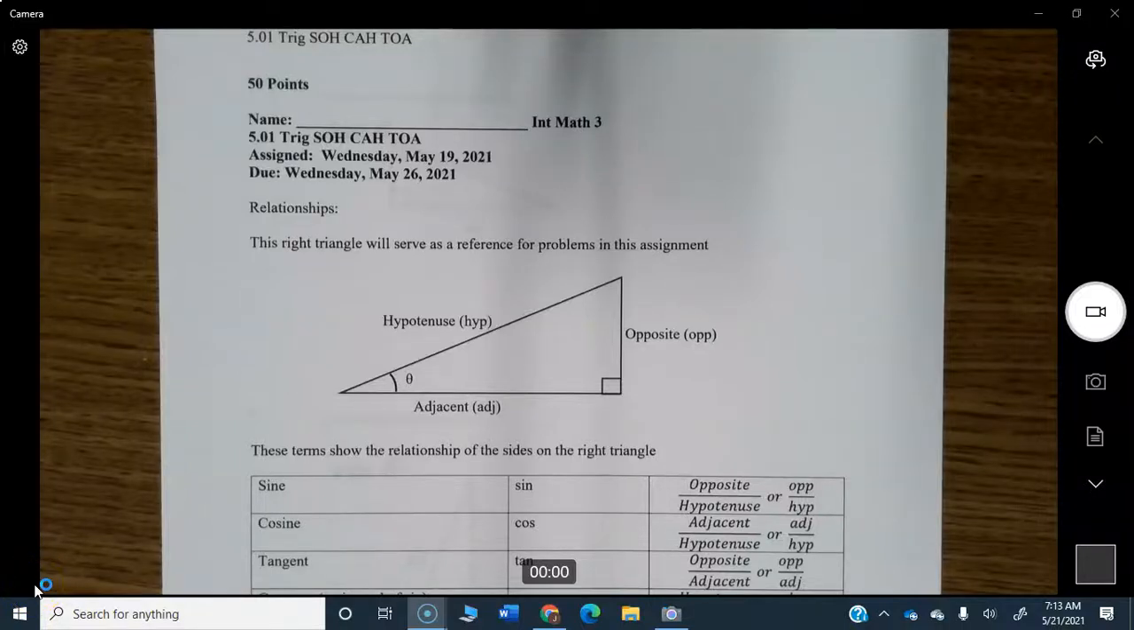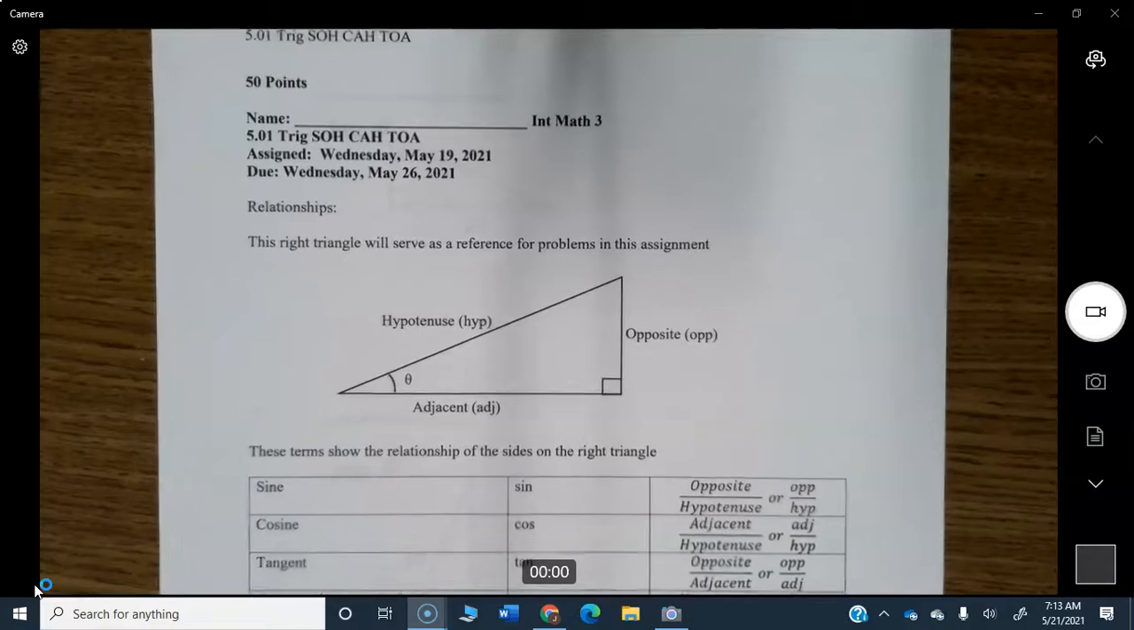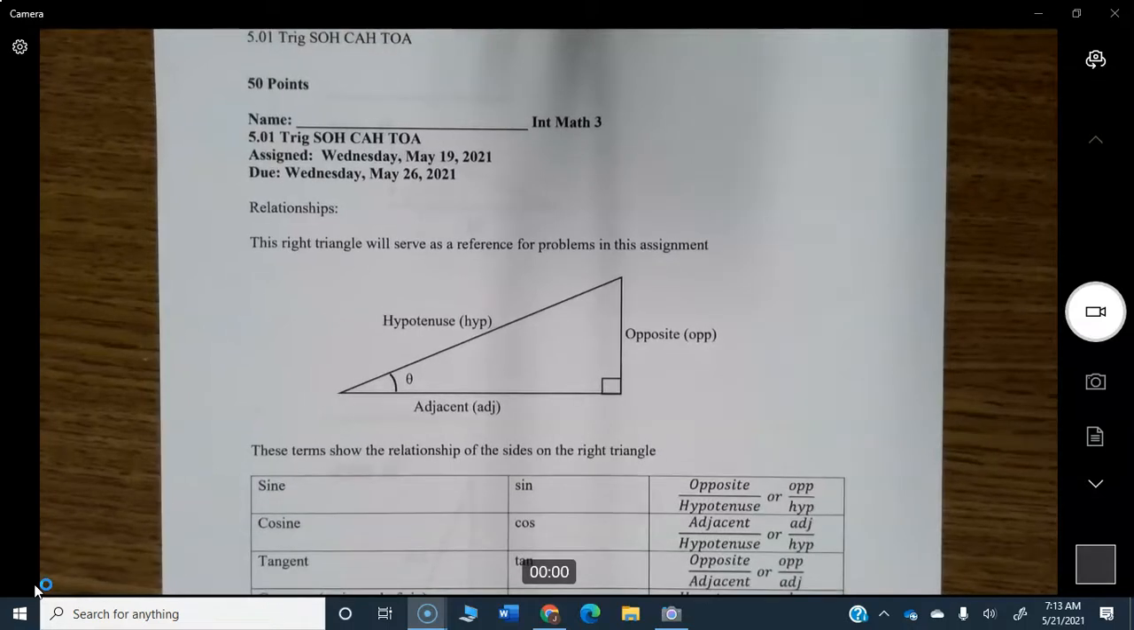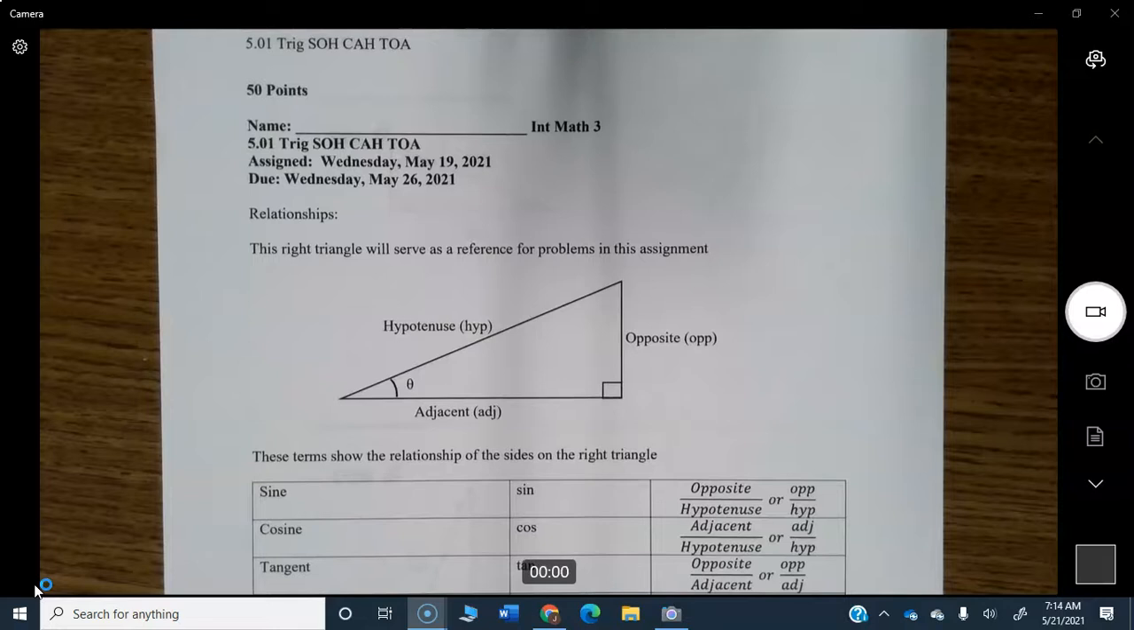Integrated Math 3. This is lesson 5.01. We're in our final unit of the course. It's called Trigonometry. And this is an area of math that if you're going to go on into further math or into any science or engineering subject, pretty much any science or engineering subject, you're going to use this. So this is a very practical type of math for people that are in science and engineering.